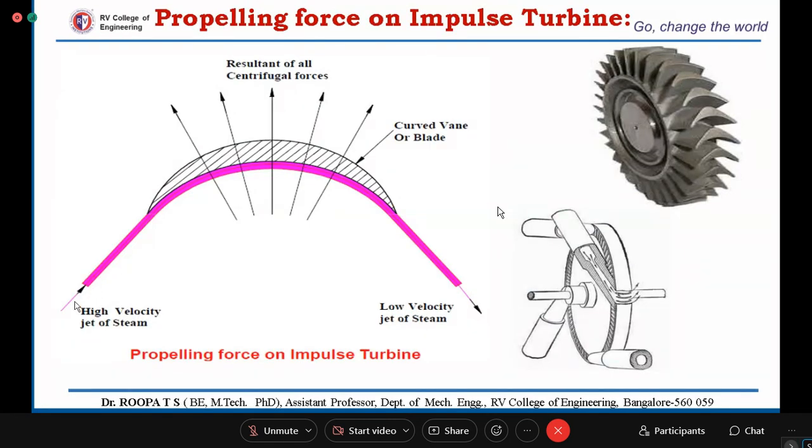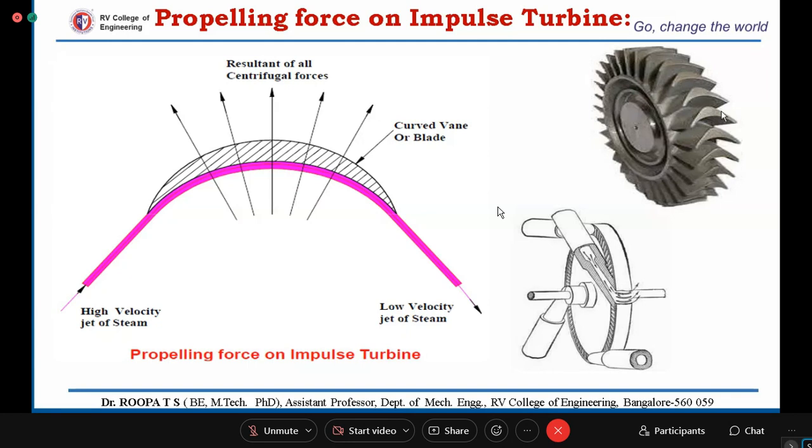So here at the inlet, we will be having a high velocity steam, and that will be gliding over these curved blades, and the output will be low velocity steam. So this is the resultant force, the centrifugal force that is acting on the blade and which sets the rotor into rotation. Here you can see these are the blades.